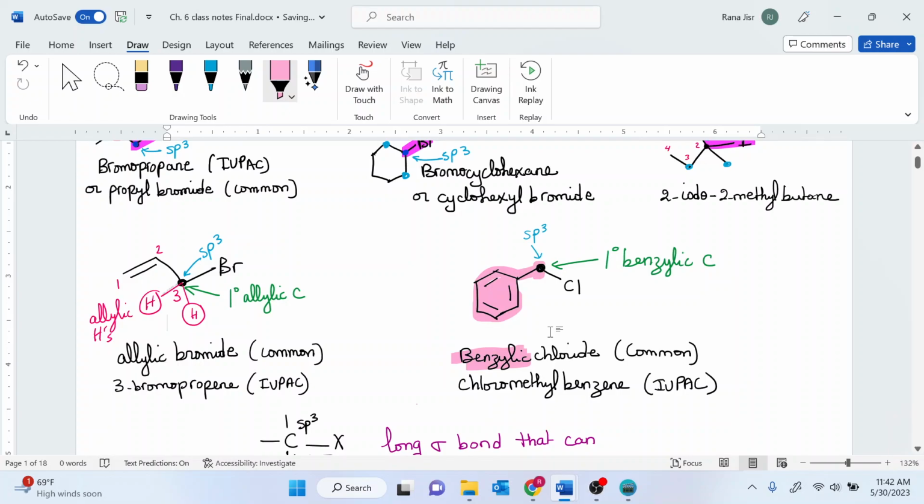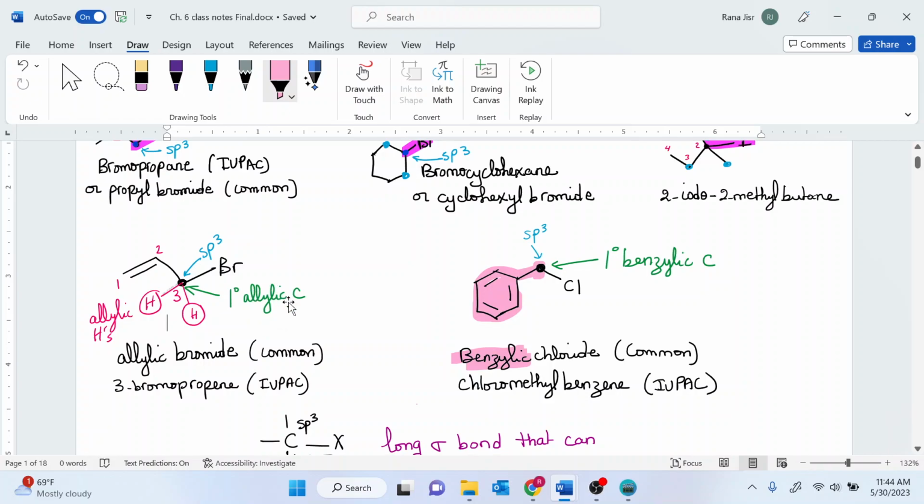When I want to name it by IUPAC, in this case, the name is going to end with benzene. And here, it's one carbon, so it's a methyl group. So it's going to be chloro, methyl, and all of those are off the ring of the benzene. Remember, whenever you name by IUPAC, your longest carbon ring or carbon chain has to be at the end. This is why I'm ending it with benzene.